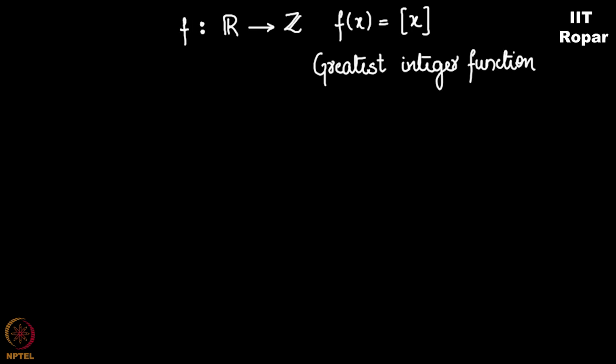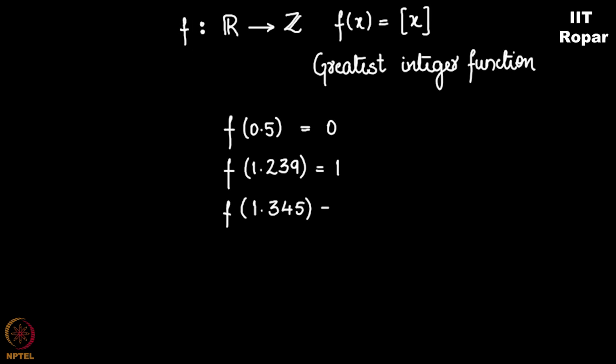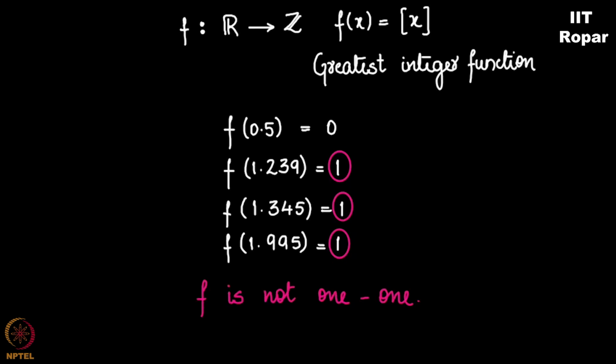So f of 0.5 is the greatest integer which is less than 0.5, which is 0, and hence I take it as 0. f of 1.239 is 1, f of 1.345 is also 1, f of 1.995 is also 1 and so on. You observe here I am getting 1 thrice. For every value between 1 and 2, I'll get it as 1. Hence, f is not 1-1. We need not prove since we have arrived at a counter example which says that f is not 1-1.